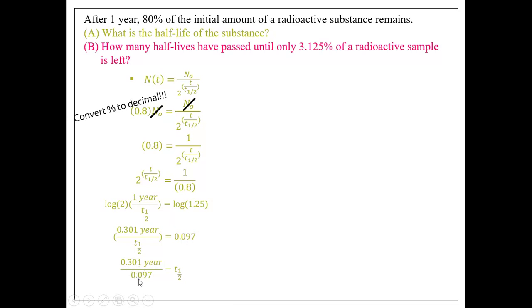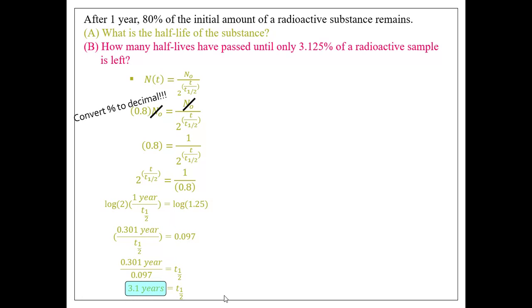0.301 divided by 0.097. That'll tell us that the half-life of this particular substance is 3.1 years. So after every 3.1 years, it splits. After another 3.1 years, it splits again. After another 3.1 years, it splits again. So that is the half-life time for this particular substance based on what's given to us.